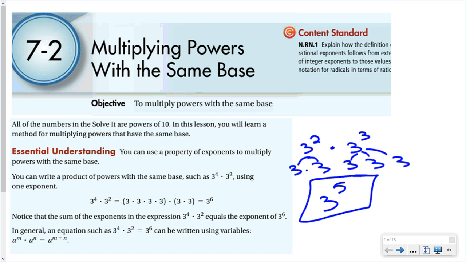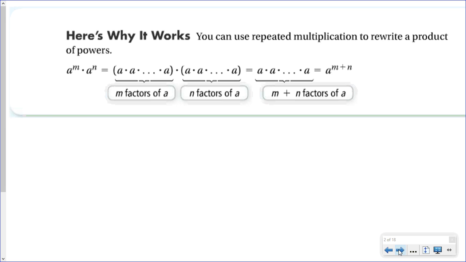Now, there is a faster way of doing this. If you notice something about the 3 and the 2, and then you notice the number 5 down here, a faster way of doing this is to add the exponents if there is multiplication between the bases. All right, let me show you an example of how this works.